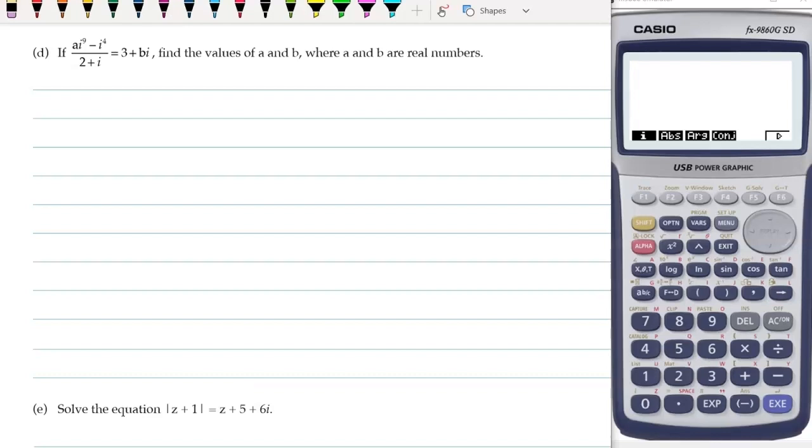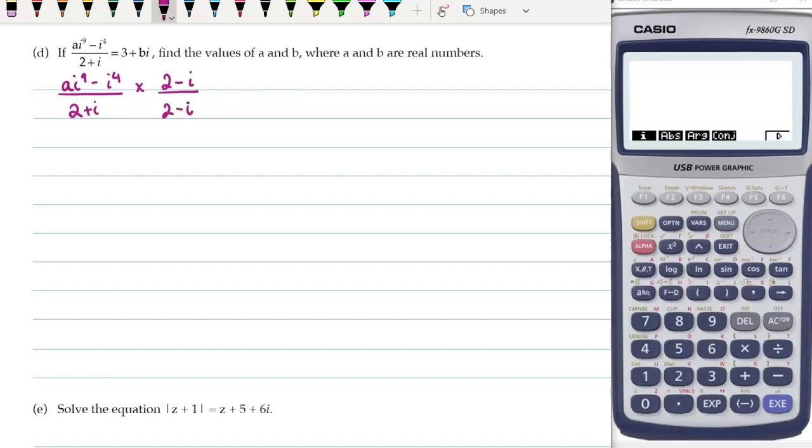On part D, we've got a little bit of work to do in sorting out these bits and making things equivalent so we can work out the values of a and b. So let's start by rationalizing the denominator on the left. So ai to the 9 minus i to the 4 over 2 plus i. We're going to multiply it by 2 minus i over 2 minus i.